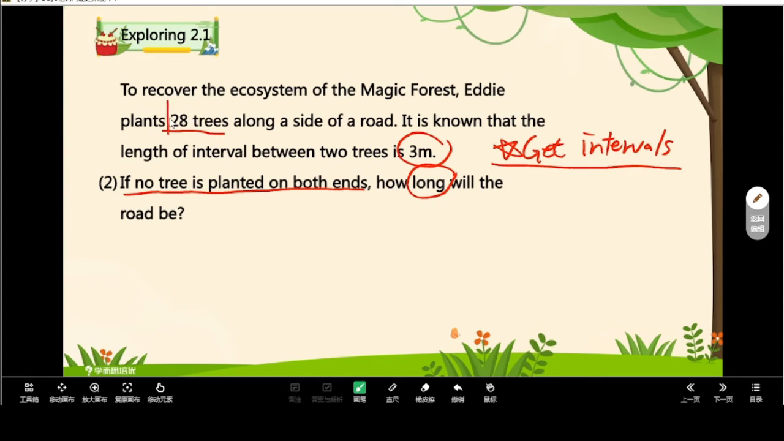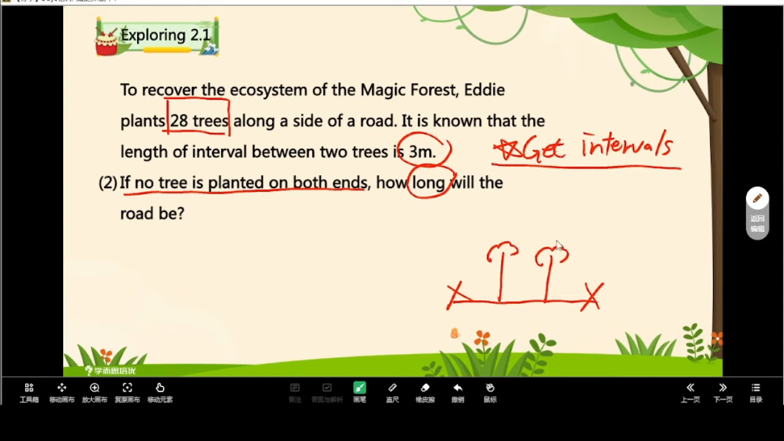We know there are 28 trees. We know the number of trees. And also we know how to find the relationship between the number of trees and the number of intervals, right? So we can draw a diagram to help us think. There is a road and the question said no tree is planted on both ends. That means no trees, right? And some trees in the middle. Okay, and there are 28 trees.